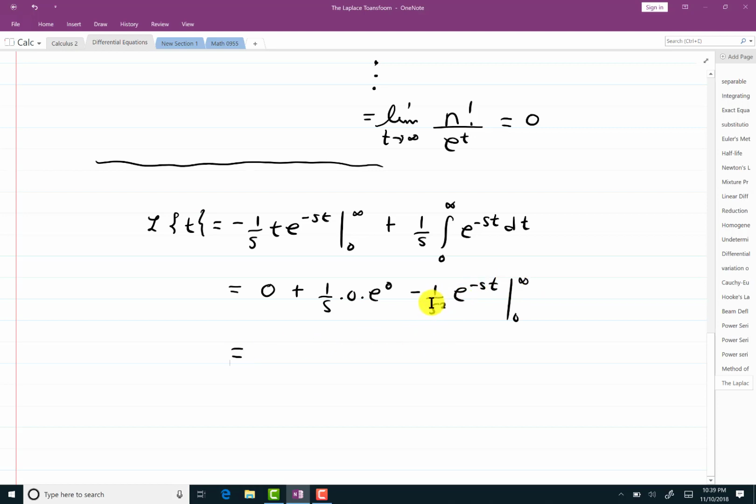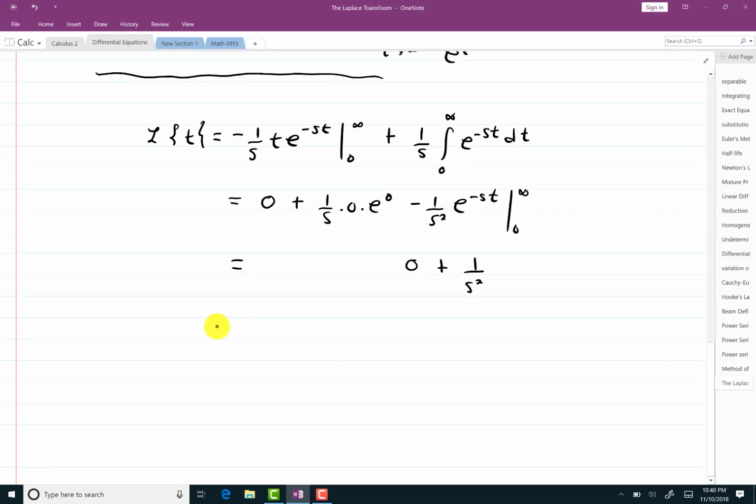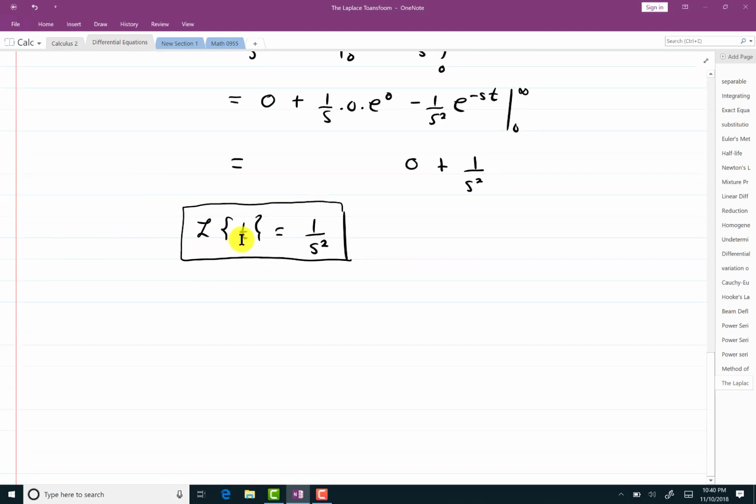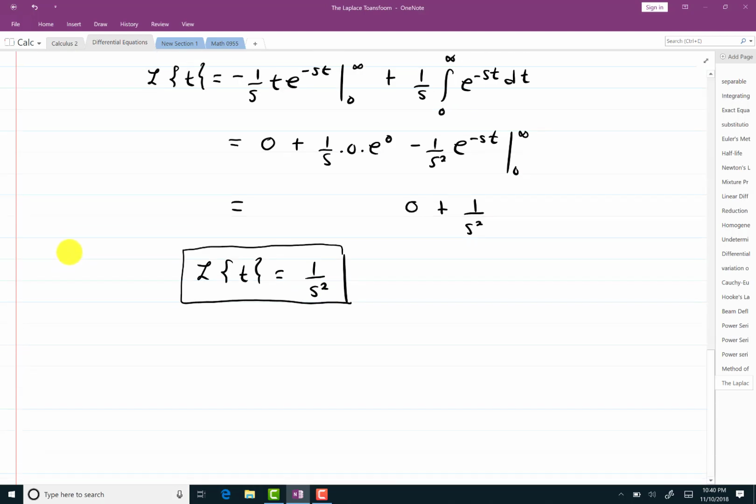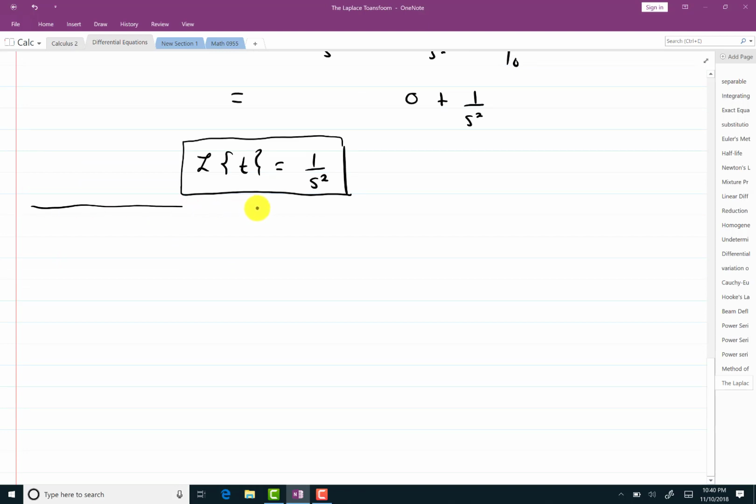Well, this here, once again, as t goes to infinity, it will 0 out, but I'll have to plug in the 0, and so I'll get 0 plus 1 over s squared. And so the Laplace transform of the function t is 1 over s squared. So you can see it is quite literally a function of s. S is a new variable that's introduced, and as I said, you'll have to wait and see why this is so great when I do other examples later on. But for now, let's content ourselves with actually computing these.